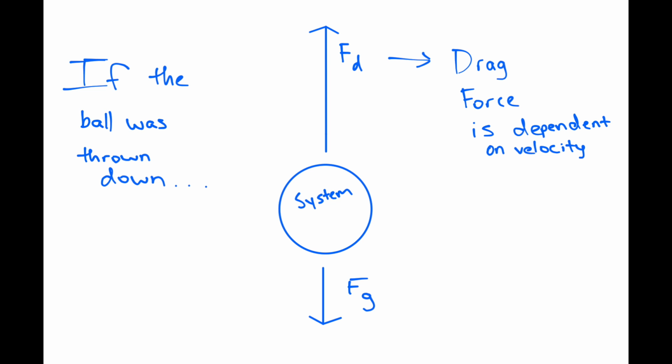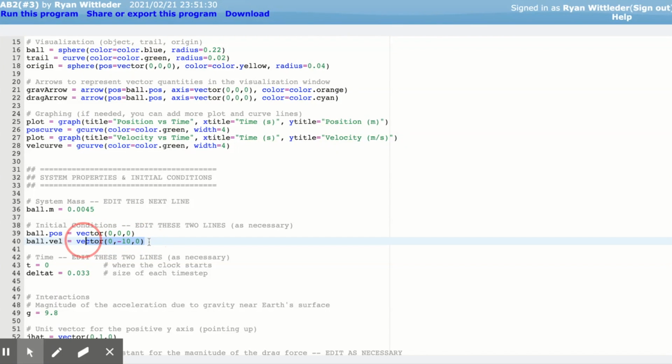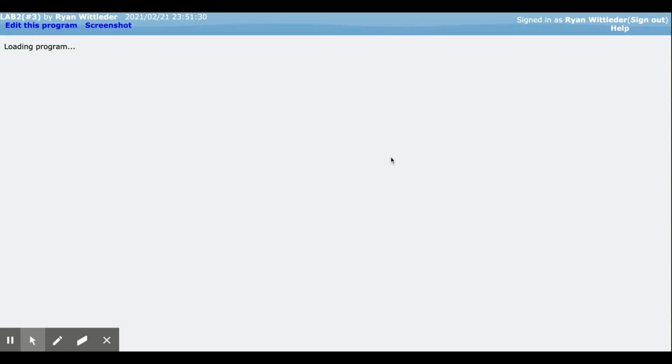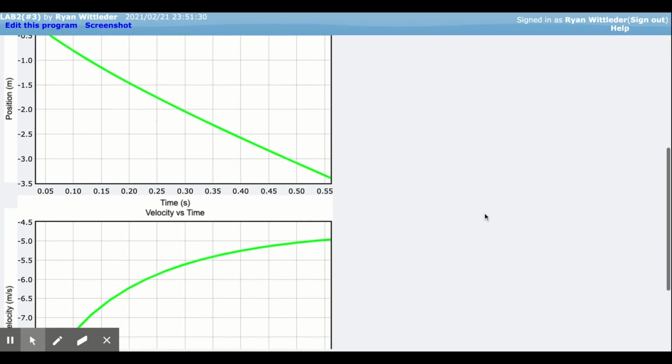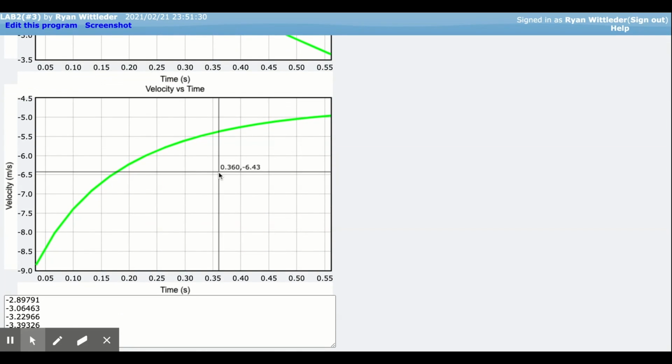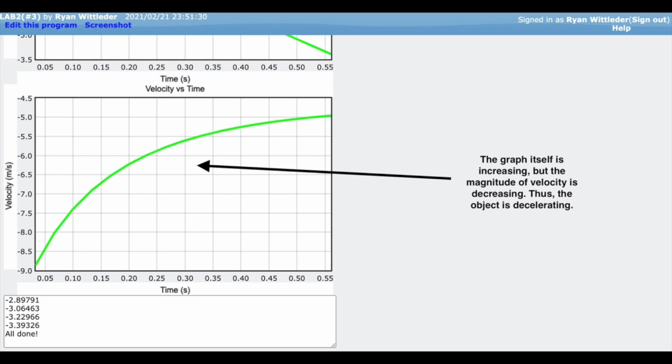This is represented in this new model, where I set the initial velocity to 10 meters per second in the negative y direction. This model is the same as the second model, except with a greater velocity in the negative y direction initially. Notice how the velocity versus time graph increases as opposed to the previous model's graph.